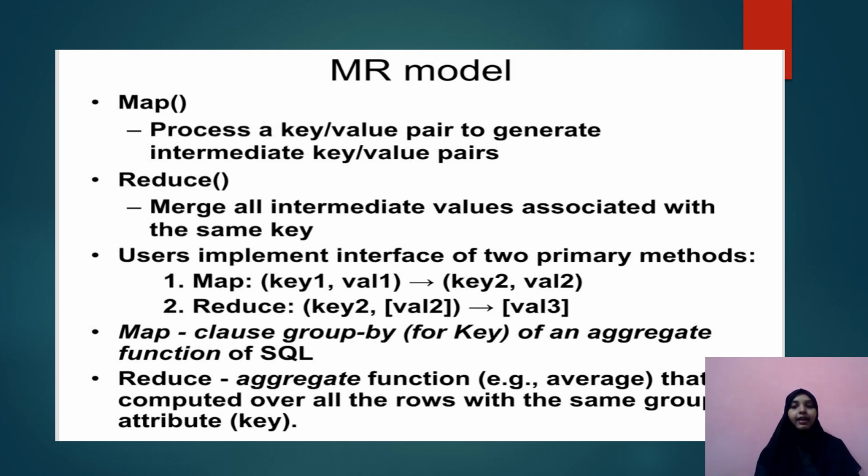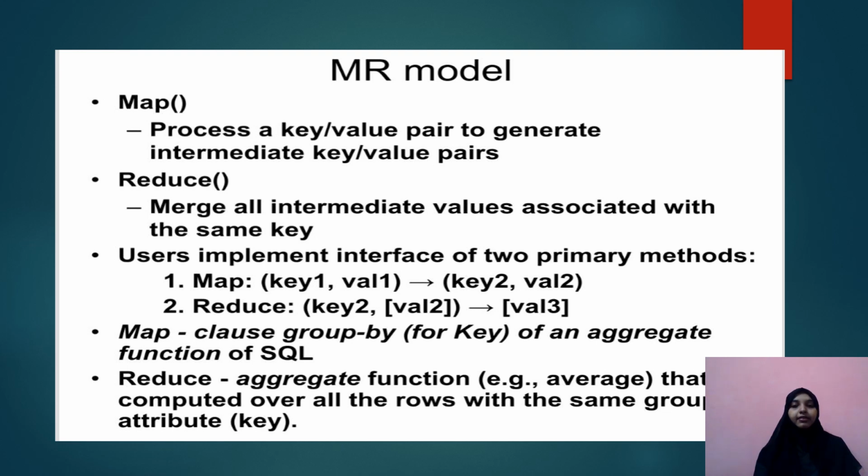So now let's have a look at the MR model. So let's have a look what is map. Map is a process which helps in processing a key value pair to generate intermediate key value pairs. Reduce is nothing but it merges all the intermediate values associated with the same key.